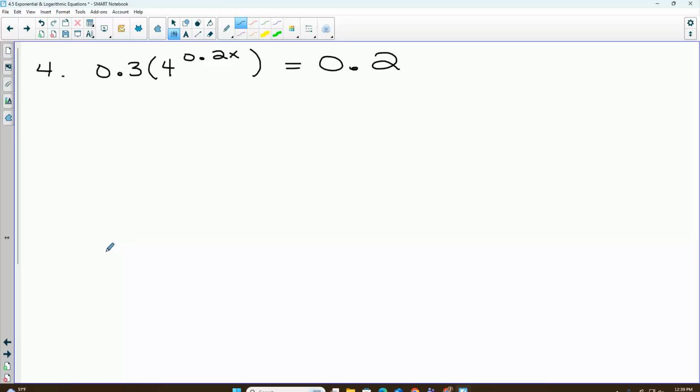What would you do first here? Order of operations, you can't multiply it because the 4 has an exponent. So if we just divide our 0.3, we have 4 to the 0.2x equals 0.2 over 0.3 is just 2/3. Now what do we do? Add a log.